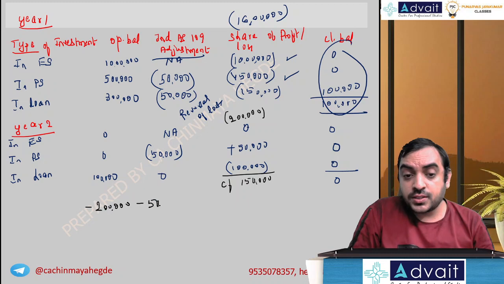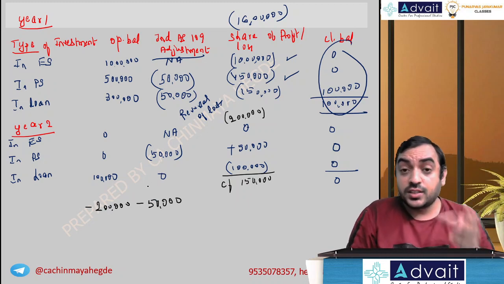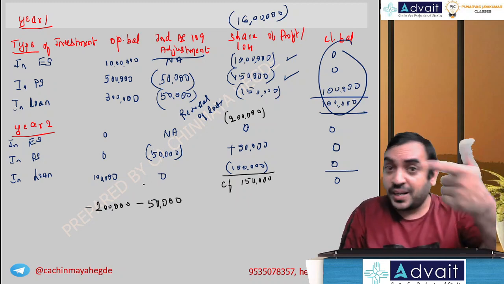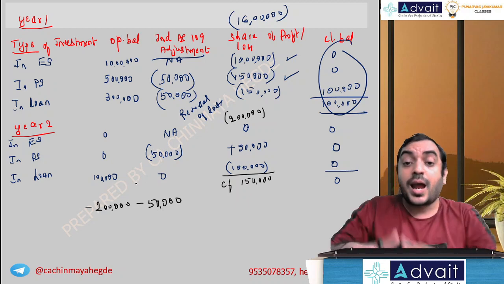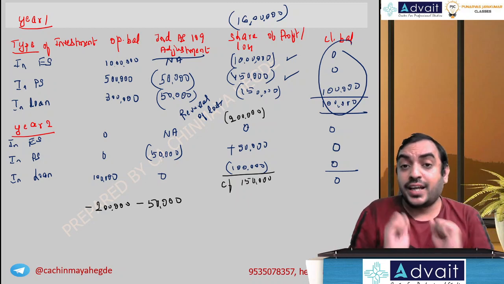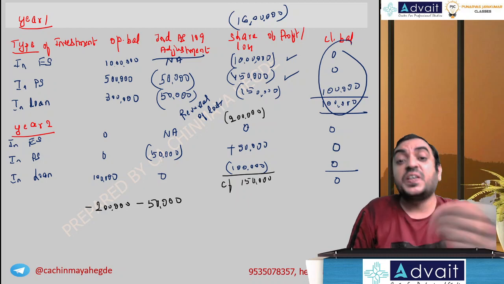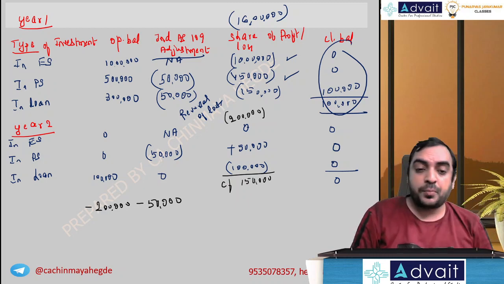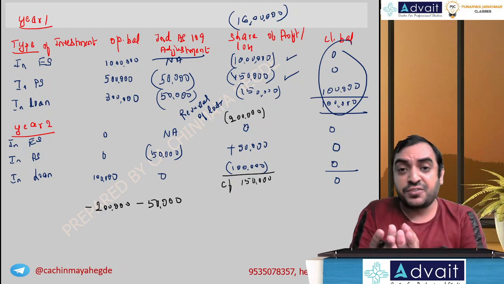Minus 50,000. Why minus 50,000? Because if it was a set off, I would have done plus 50,000. But here I am doing minus 50,000 so that it is getting further adjusted. It's a very important point. So minus 2 lakh, minus 50,000.